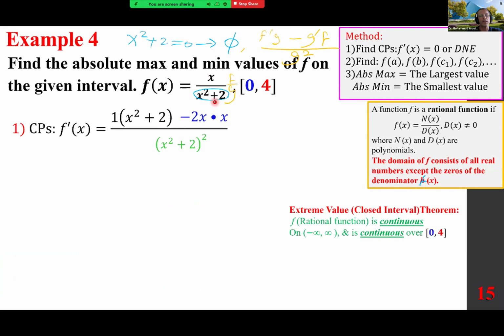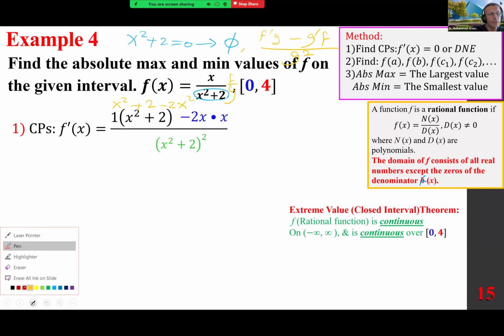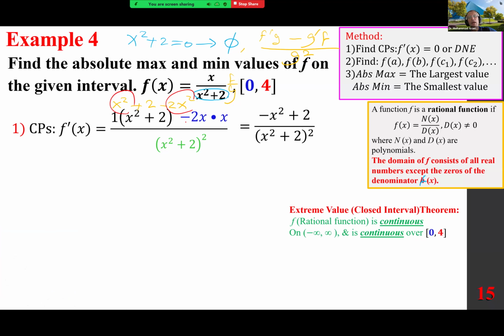I'm going to simplify this. So I get x squared plus 2 minus 2x squared. These two add up, and it becomes minus x squared plus 2 over x squared plus 2 quantity squared.